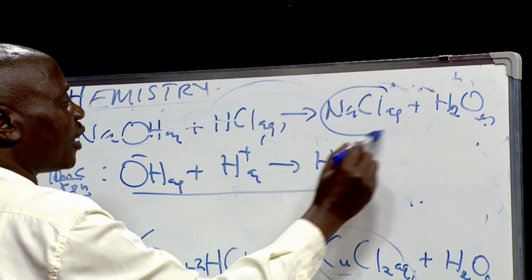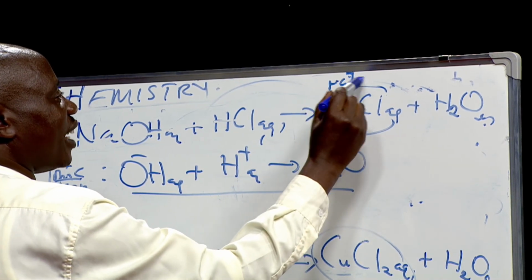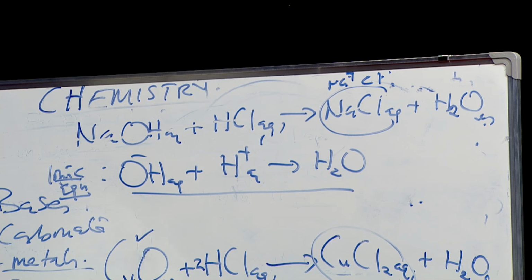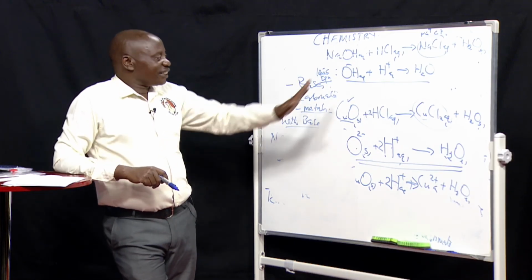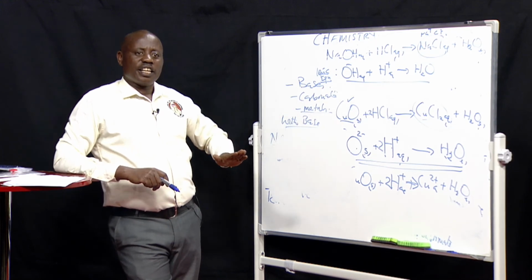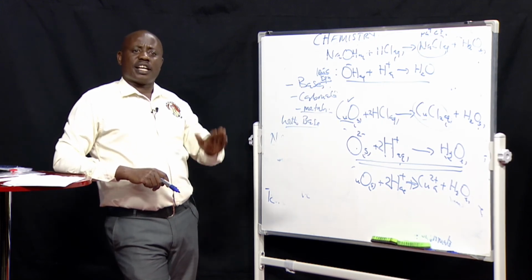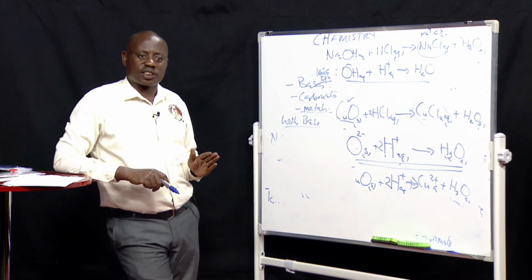Because sodium chloride, sodium ions, and chloride ions do not participate in the chemical reaction. It represents just what is taking place. But this one is exact, it involves only species that are taking place in the chemical reaction.